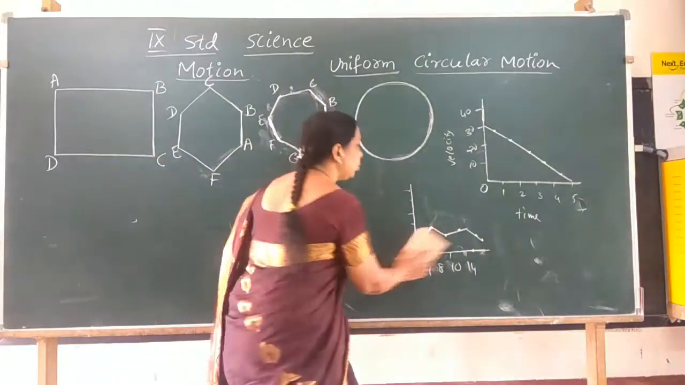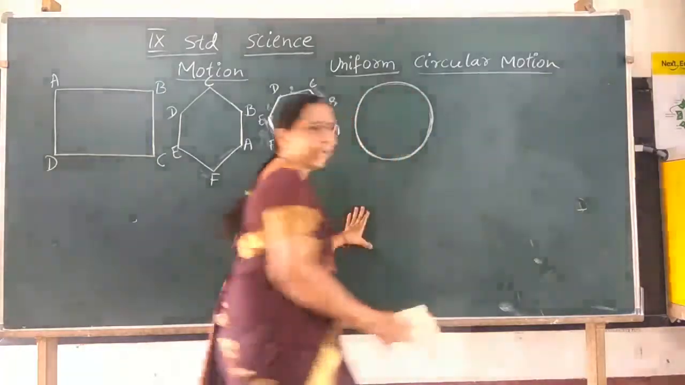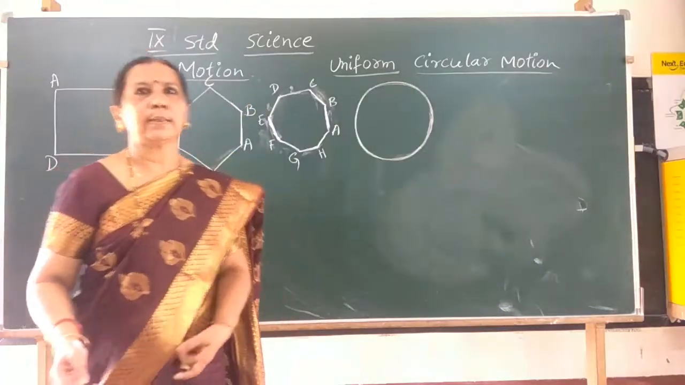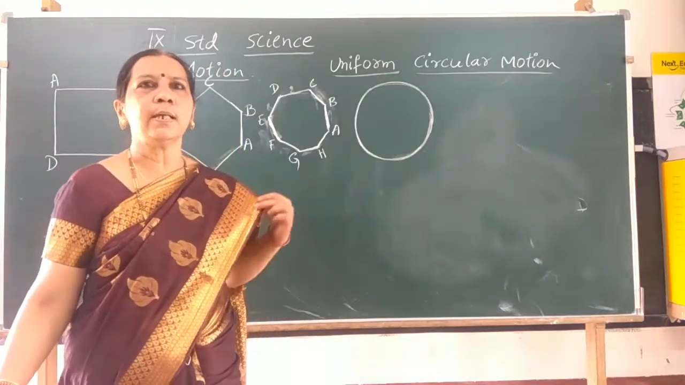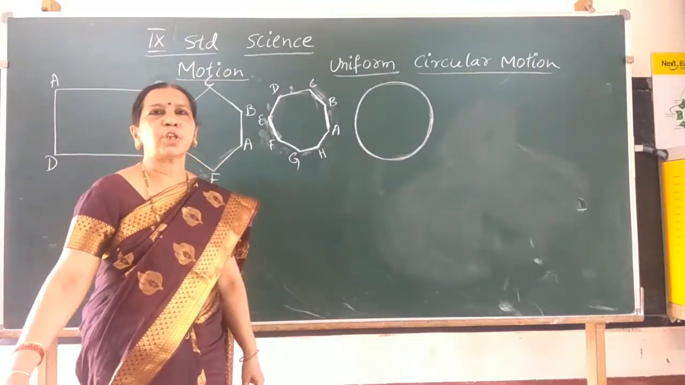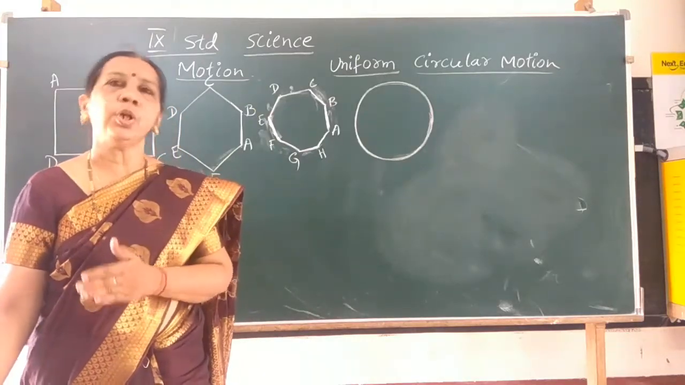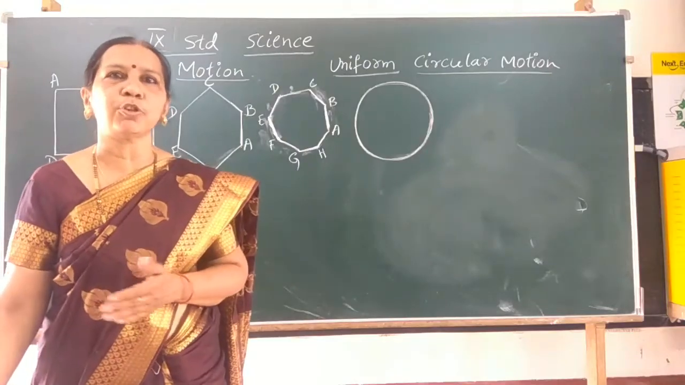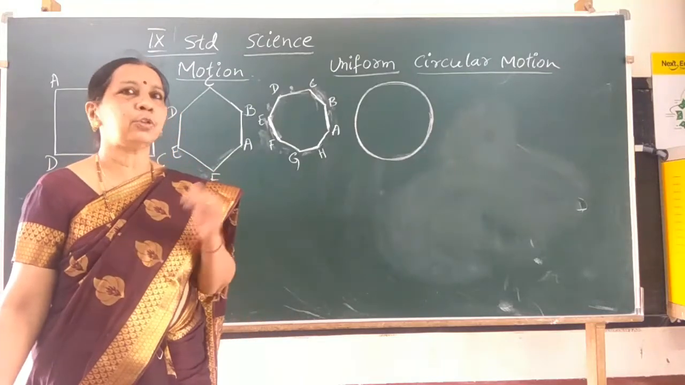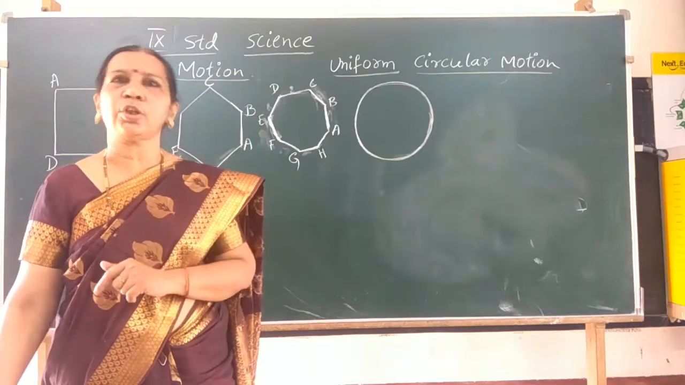Now let us move on to the next topic, uniform circular motion. You know that when the velocity changes, we can say that it is accelerated motion. Here the change in velocity may be due to a change in its magnitude or a change in the direction of motion or both. Let us consider an example in which there is no change in the magnitude of velocity but only a change in the direction of motion.